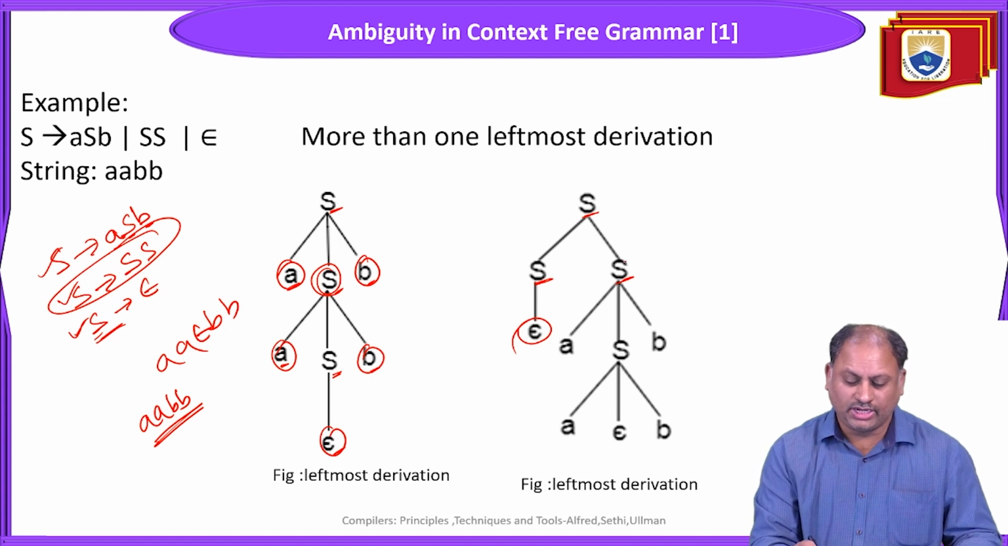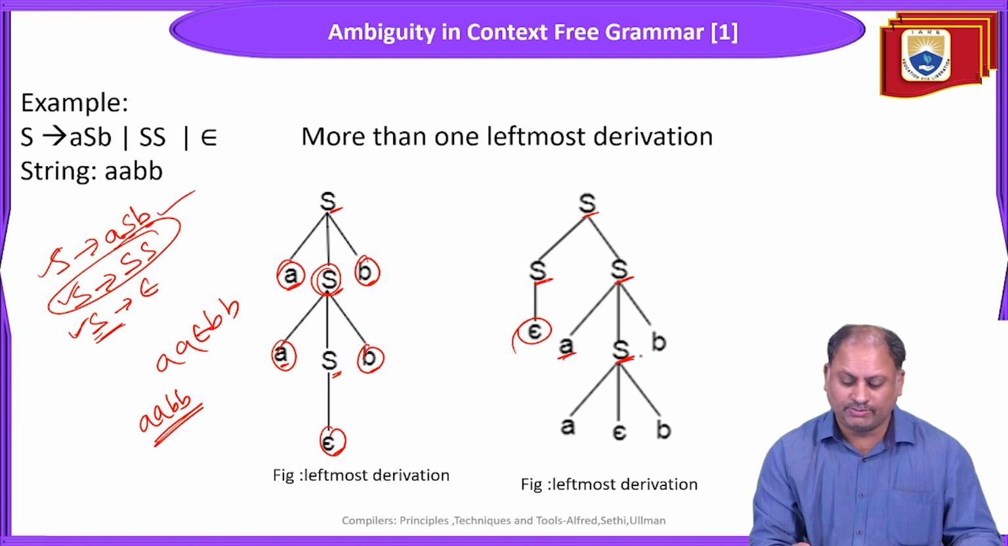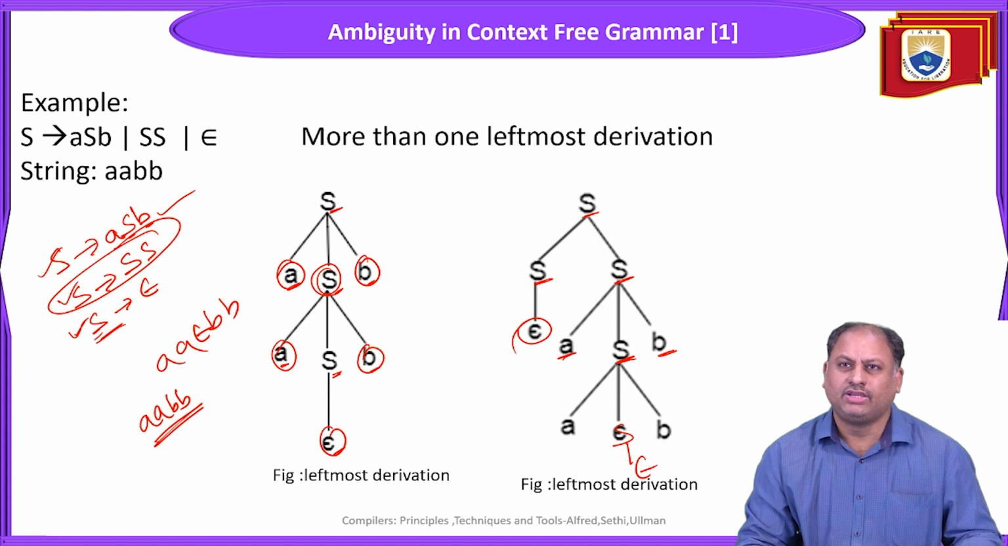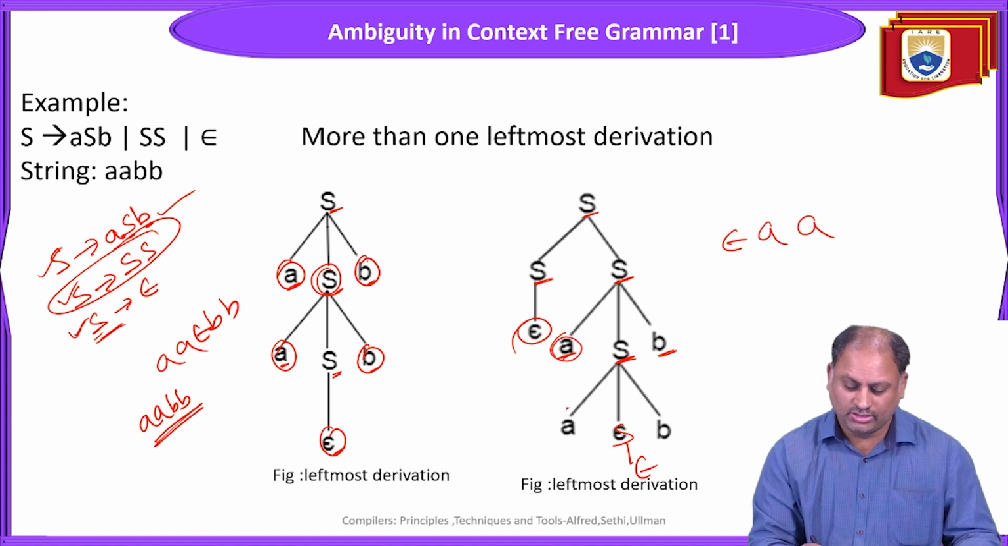Then the second S is to be derived with the help of ASB, that will be small a, capital S. Once again, this capital S may be derived with the help of this production rule, small a, capital S, B. Once again, capital S derives epsilon. So in this case, we are going to get epsilon A, small a, epsilon B. So what is that? We are getting AAB.